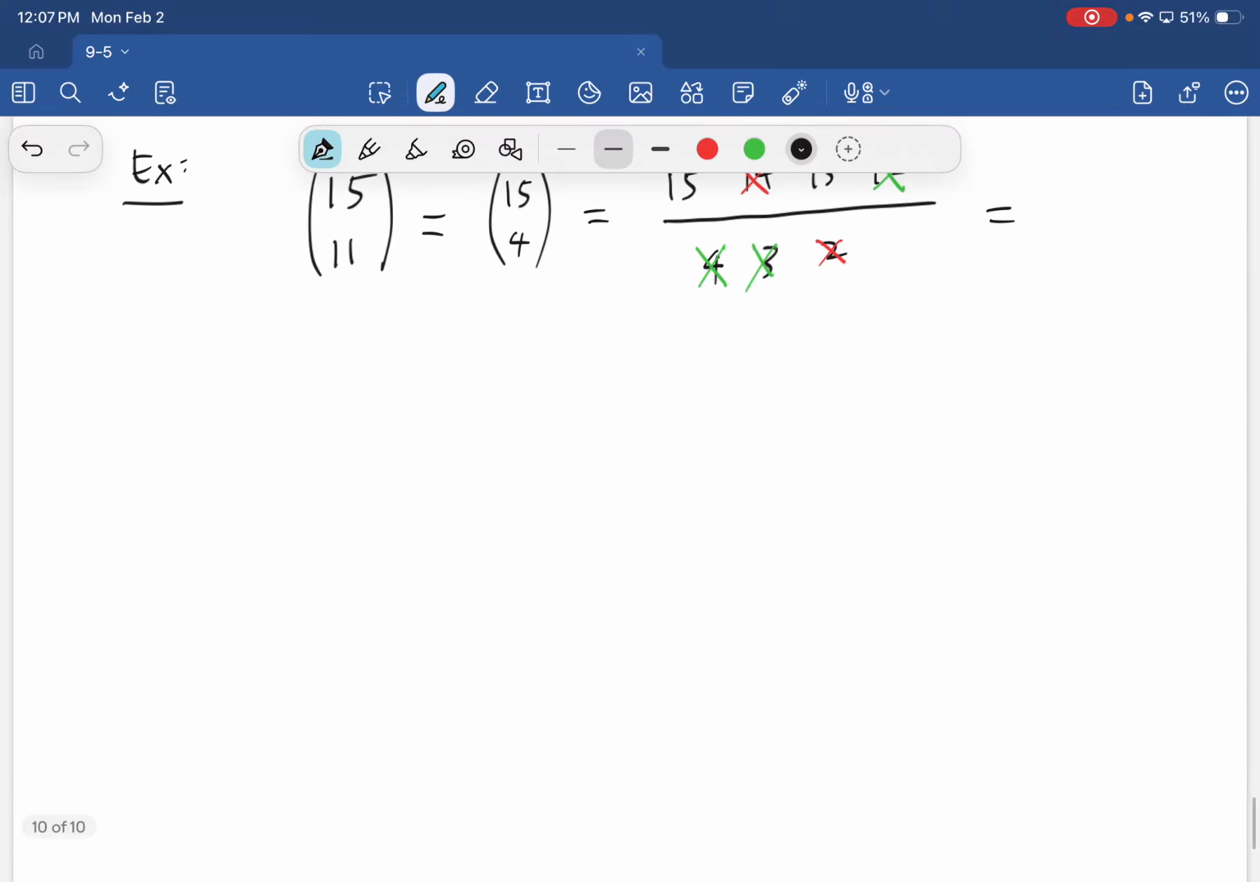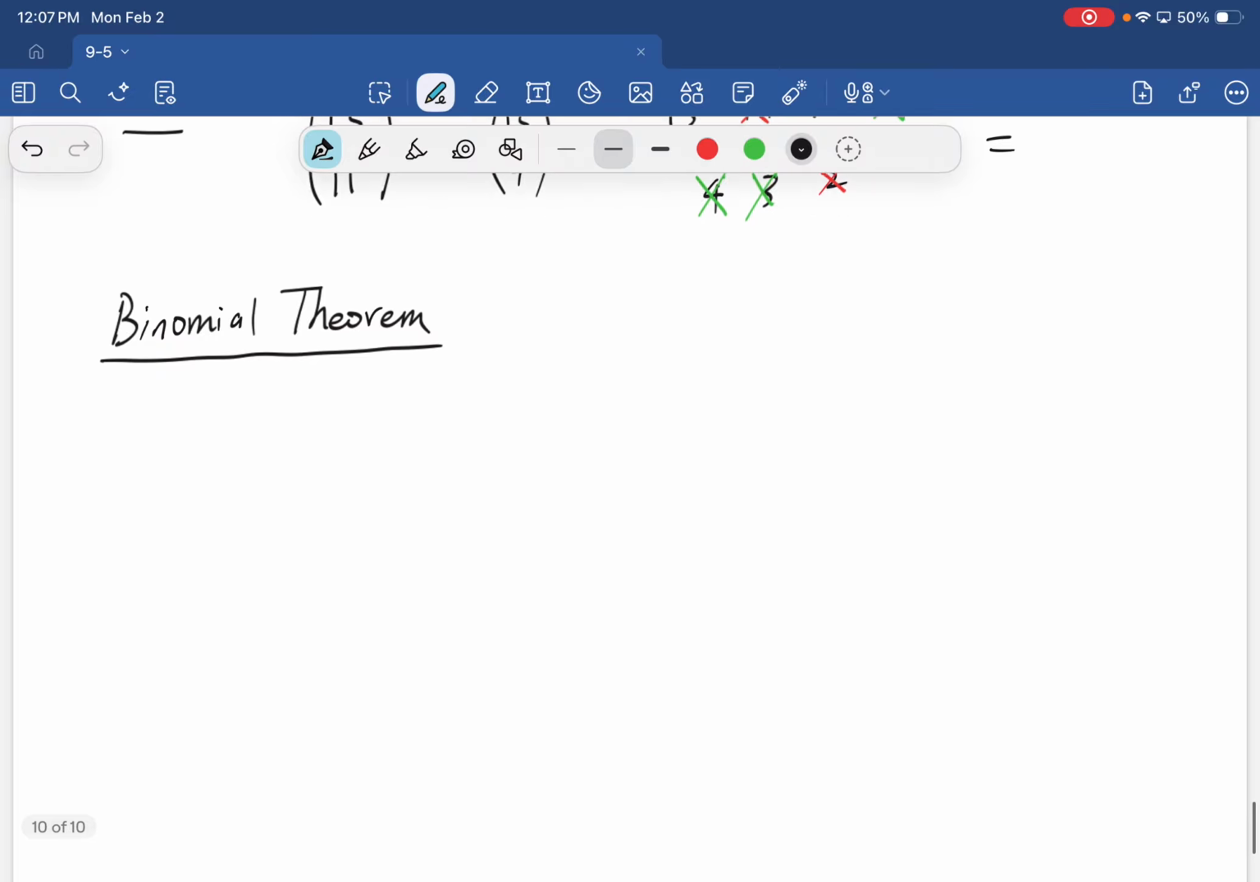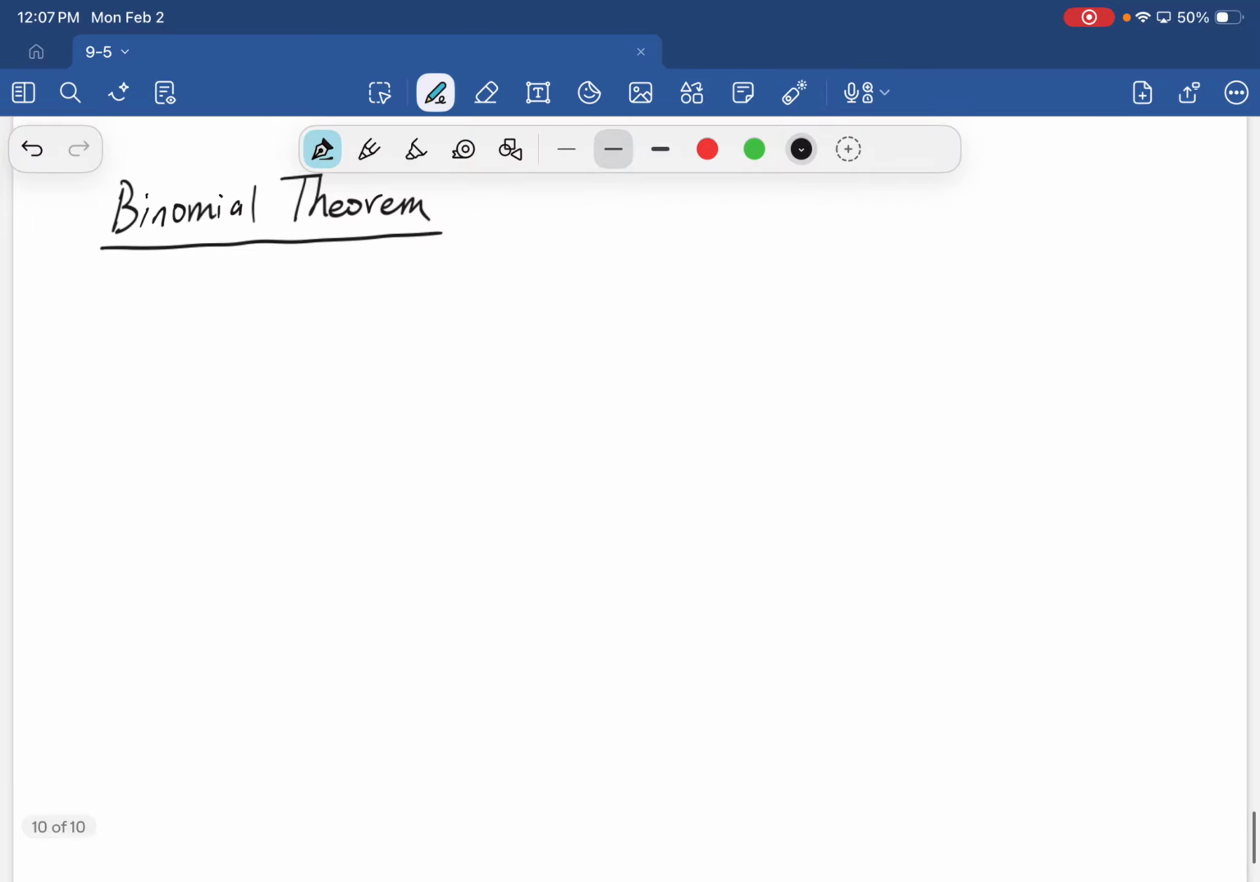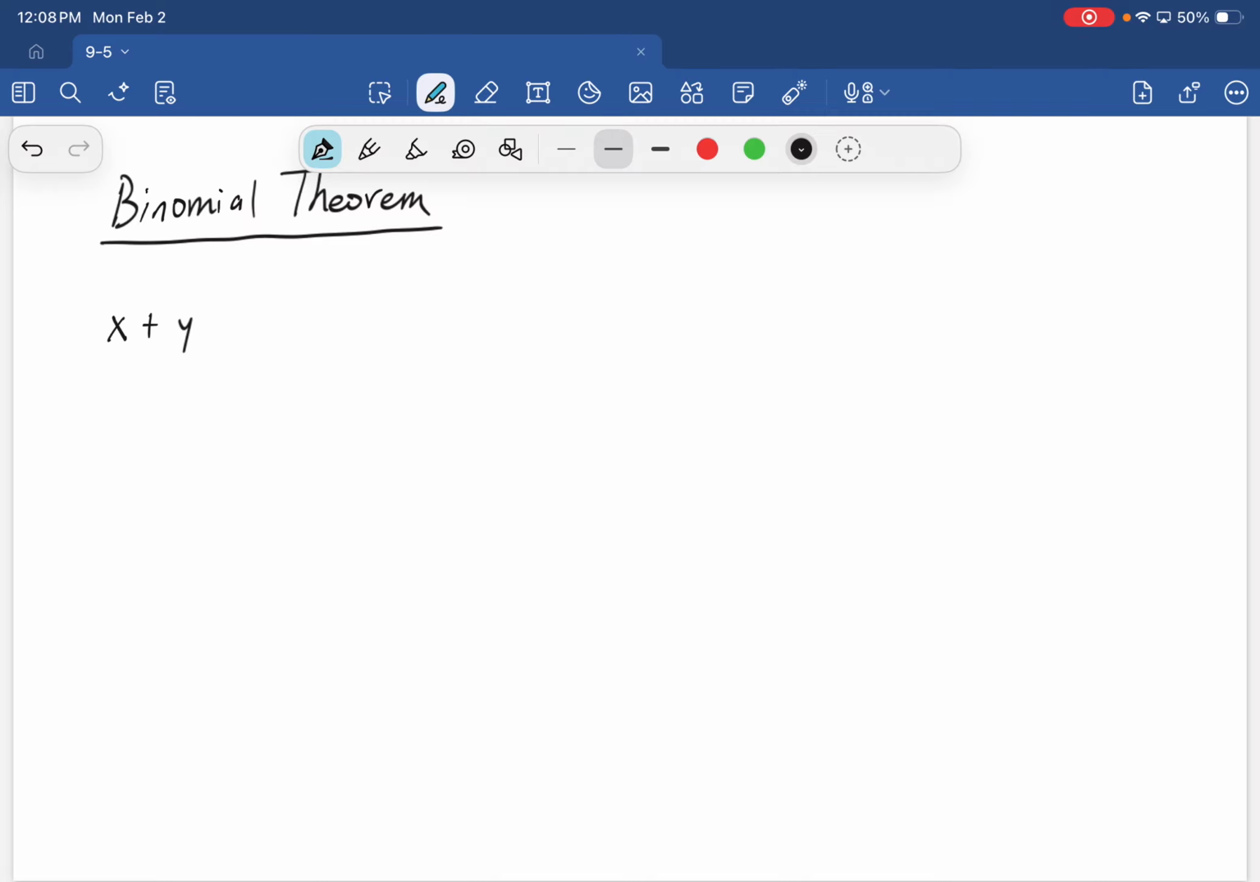You just keep going, right? 4 choose 2, x squared, y squared, plus 4 choose 3, x to the 1, y cubed, plus 4 choose 4, x to the 0, y to the 4th. All right, and if you simplify this, you get x to the 4th plus 4x cubed y plus 6x squared y squared plus 4xy cubed plus y to the 4th. Okay, so make sure you know how to calculate binomials quickly.